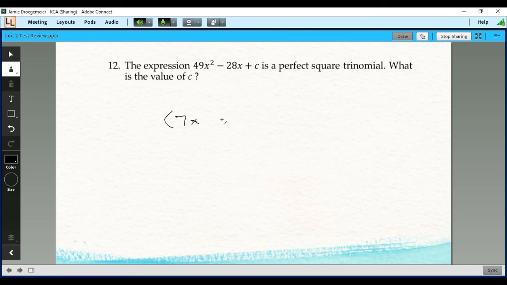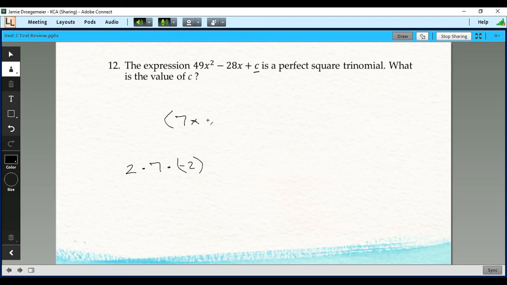So what is our term here for c? What's this number need to be to where we would get a negative 28 in the middle? Well, remember we said it's 2 times the 7 times whatever this last number is to get 28. So that tells us that that has to be a negative 2, because 2 times 7 is 14. 14 times negative 2 is negative 28.